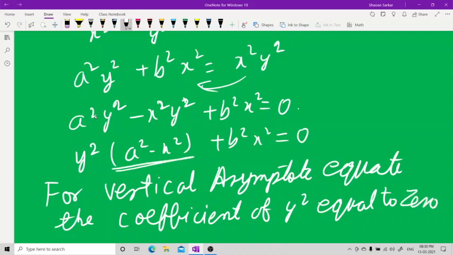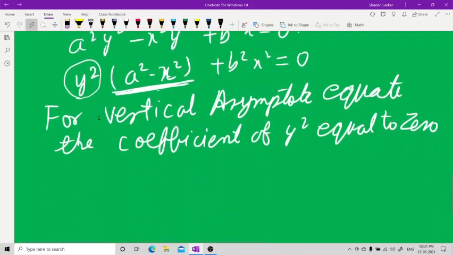That is this coefficient. This is the coefficient of y square, because here y square is the highest power of y, and we are equating the coefficient of y square.